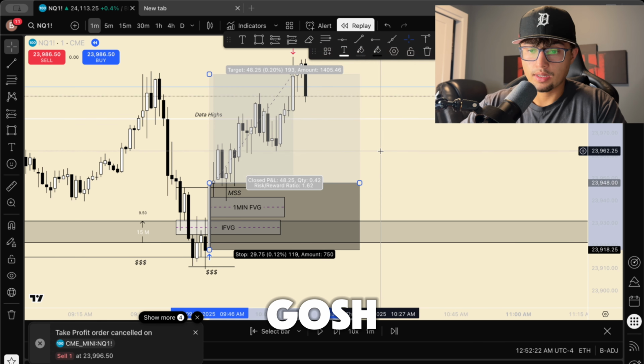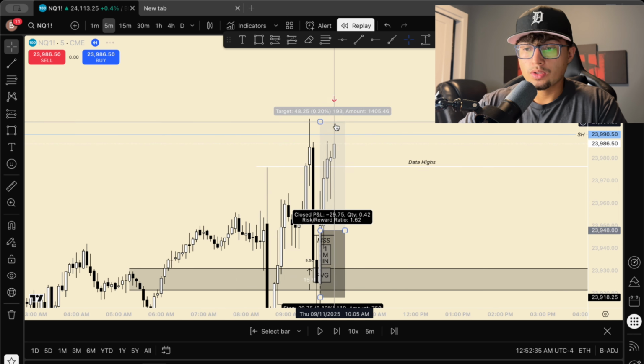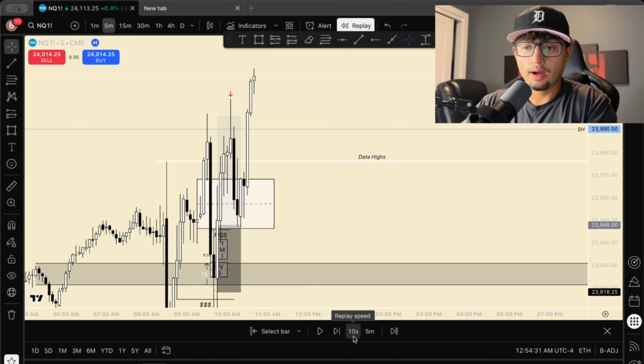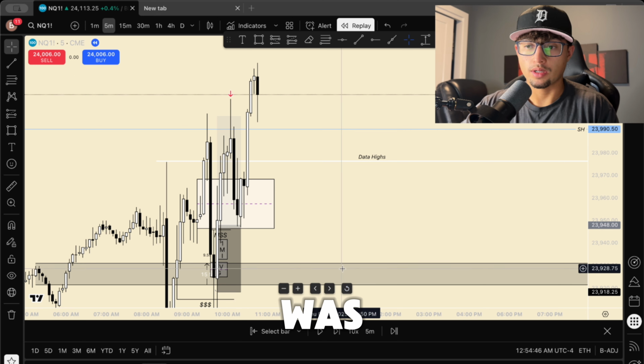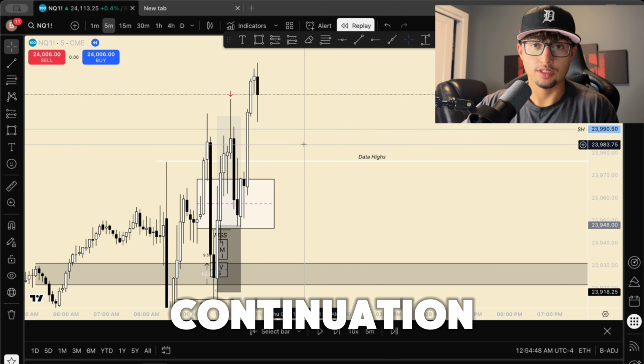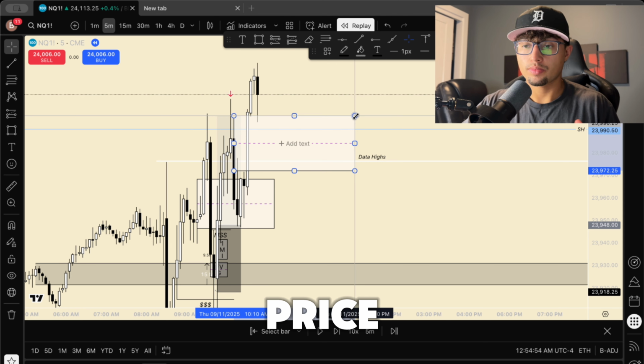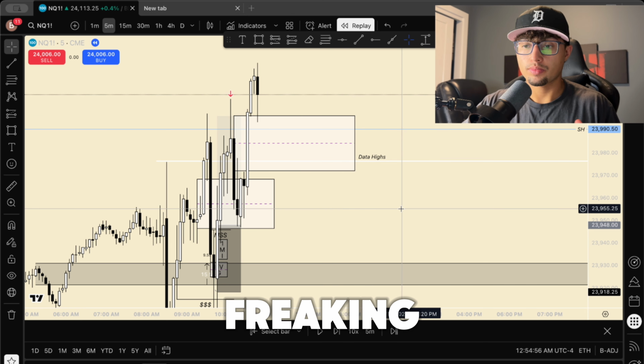Oh my gosh, look how sexy that is. If you wanted to wait a little longer, which is what I did, because I was not very confident with this trade, I waited for a continuation one. And I was also a little nervous from how choppy price was looking, as you can see right here. Can you blame me?